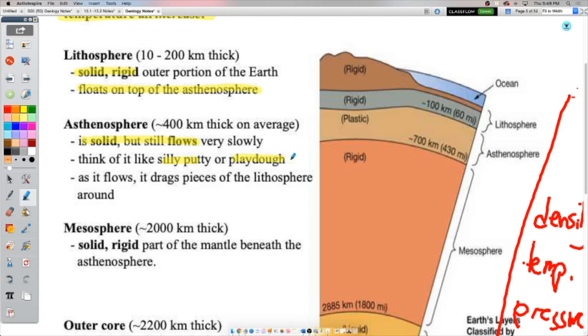What this is going to end up being really important for is the fact that as it flows, it drags pieces of the lithosphere around. That's going to be huge later, super important.